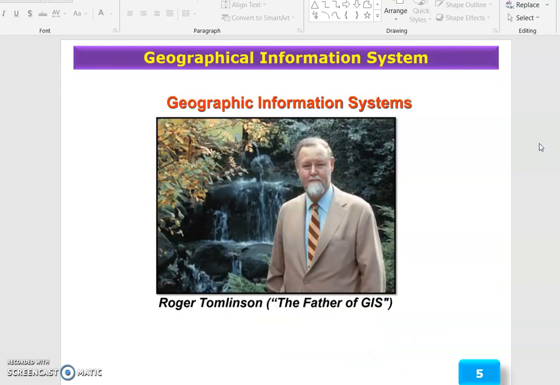The father of geographic information system is Roger Tomlinson. He is basically a computer science engineer. He developed a wonderful software for us.